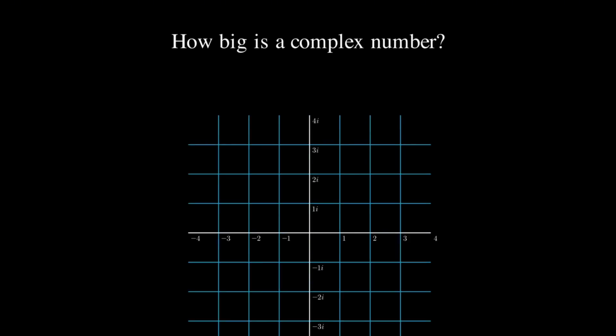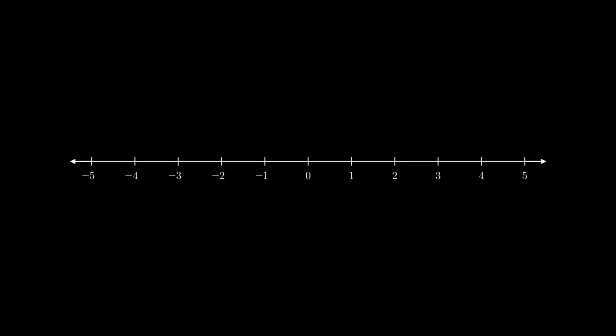But here's a question. How do we measure the size of a complex number? Take 3 plus 2i for instance. What does its size actually mean? For real numbers, the size is simply the distance from the origin. For example, the size of 4 is 4 units from the origin. The size of -3 is 3 units. And similarly, the size of -4 is 4 units. You get the idea.